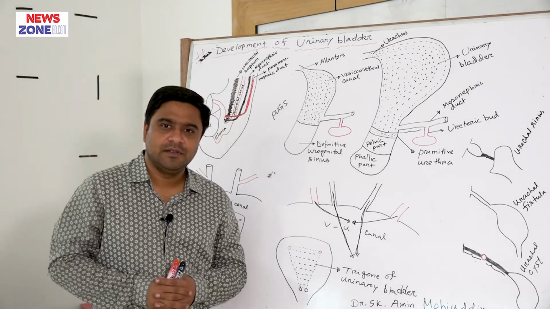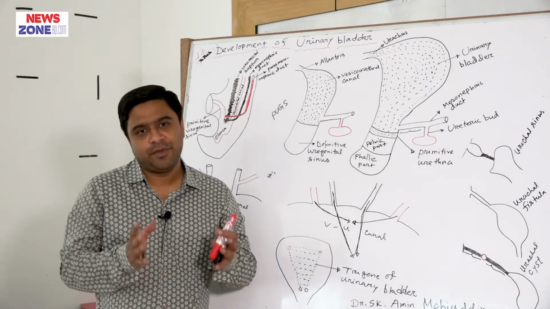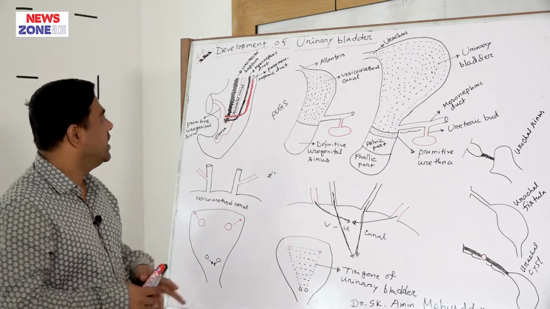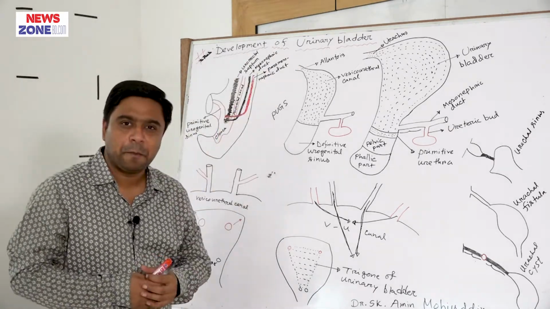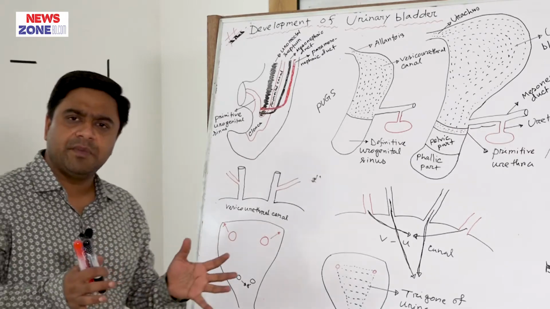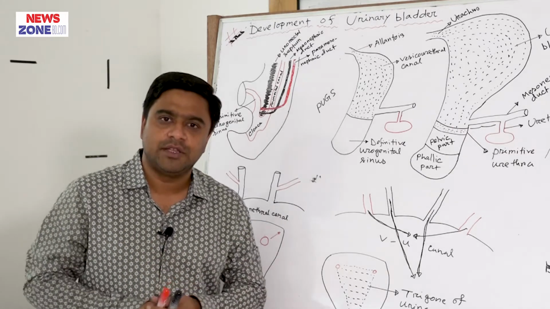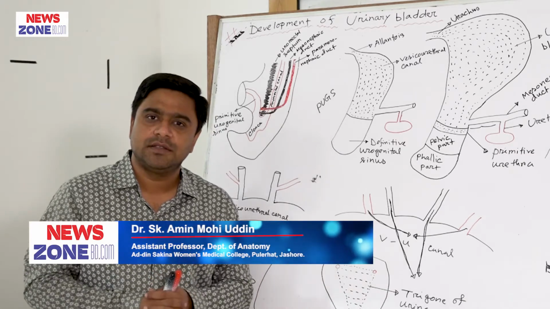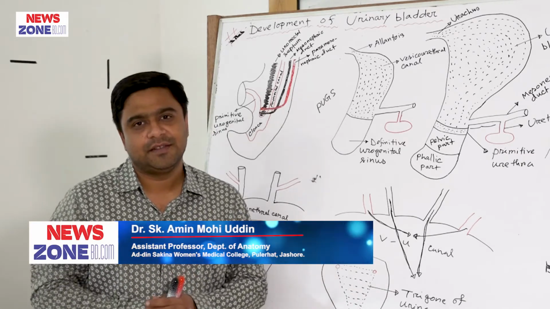In my previous session, I already discussed the development of the kidney. In this session, I am dealing with the development of the urinary bladder. We know that the primitive gut tube is an endodermal gut tube. It has three parts: the foregut, midgut and the hindgut.